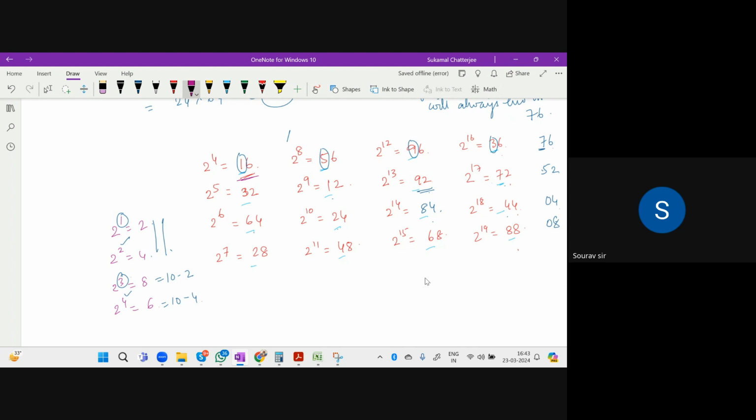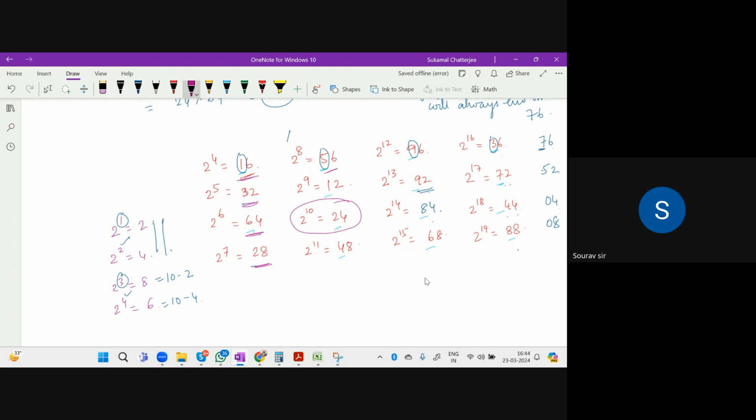Last two digits is 16. Multiply with 2, you get 32. Multiply with 2, 64. Multiply with 2, 128, so 28. Multiply with 2, 256, so 56. So you just go on multiplying with 2. That's all. Is it clear? But this is not very easy to remember. So that is why we will only remember this one. But I just explained it because this is the cyclicity of power of 2 for the second last digit.